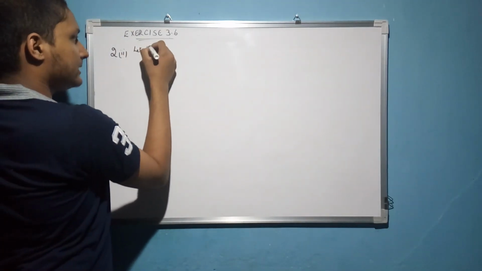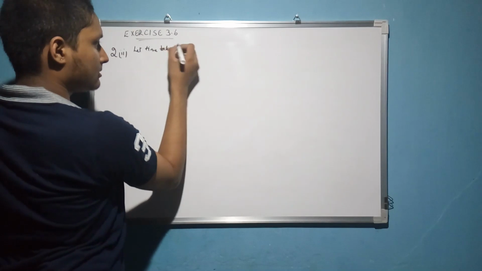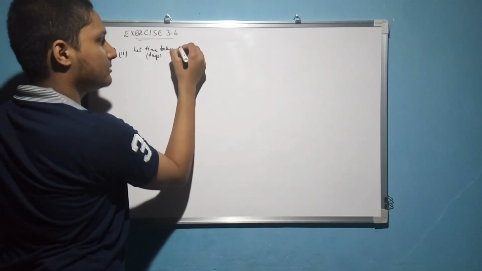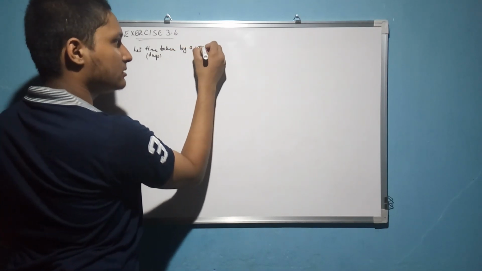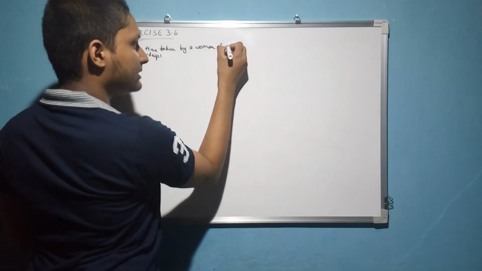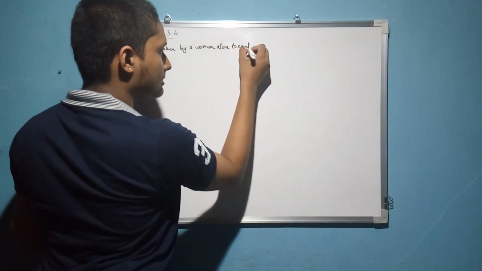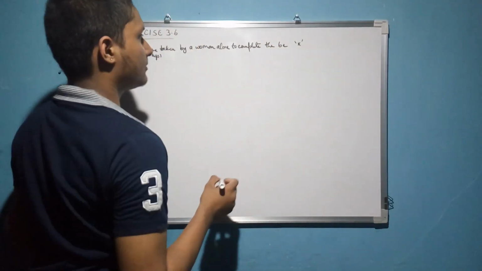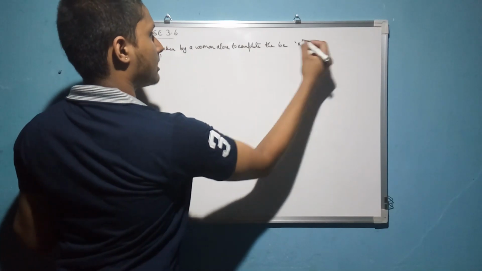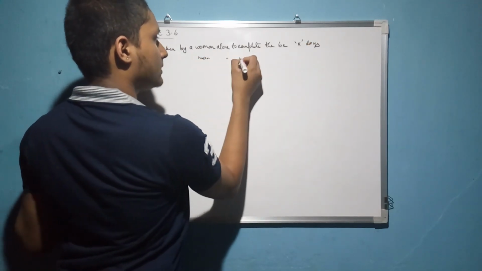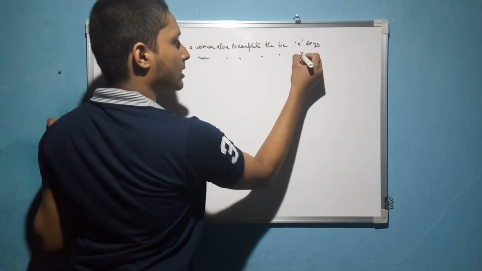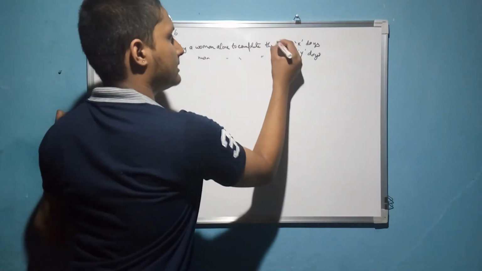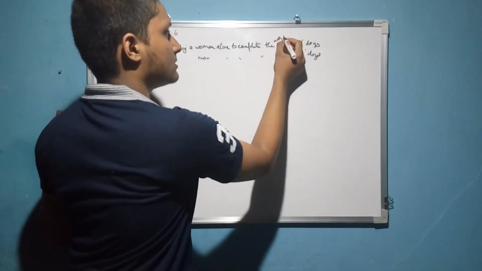Let the time taken, I mean the number of days taken by a woman alone to complete the work, be x days, and for a man alone to complete the work be y days. The work is of embroidery. Okay, complete the work. This much is over.